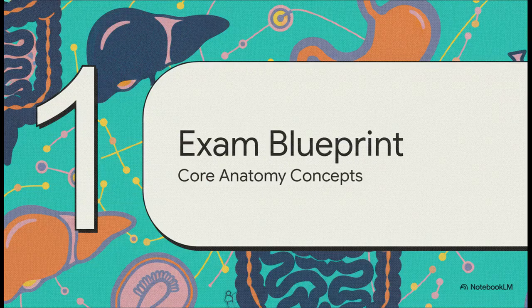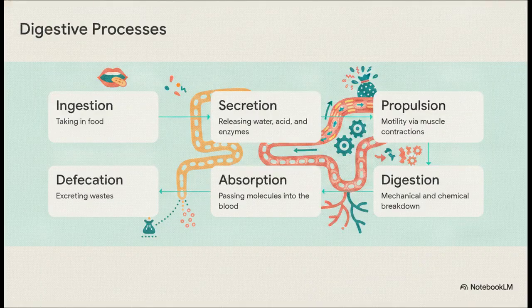Section 1. The Anatomy Exam Blueprint. Before we start physically moving down the tube, we've got to memorize the 6 primary digestive processes. Trust me, this list is guaranteed to be a huge part of tomorrow's exam. First, we have ingestion, just taking the food in. 2 is secretion of water, acid, and enzymes. 3 is mixing and propulsion, keeping things moving along.